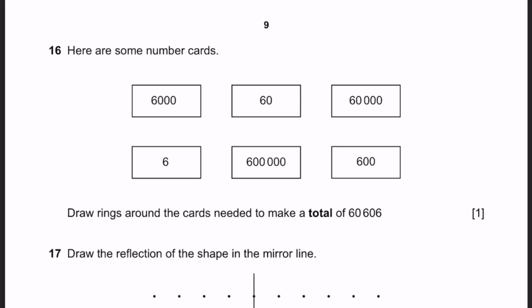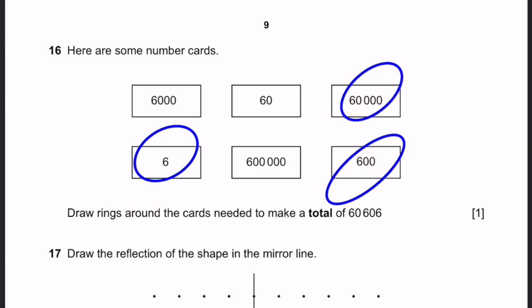Question 16. Here are some number cards. Draw rings around the cards needed to make a total of 60,606. That'll be 60,606, right? So, 60,606. These 3 we can draw a ring around, and that's our answer.